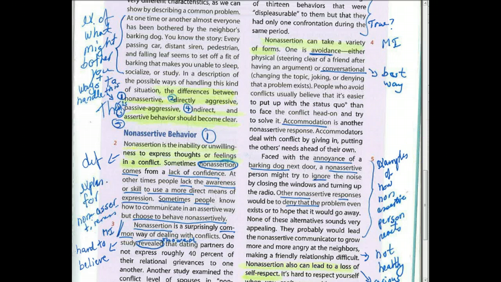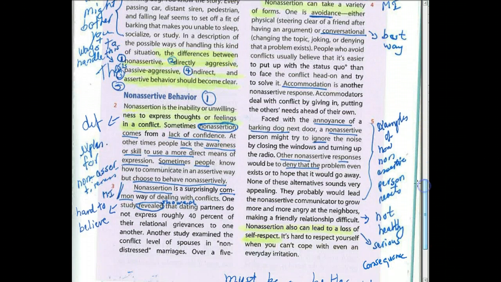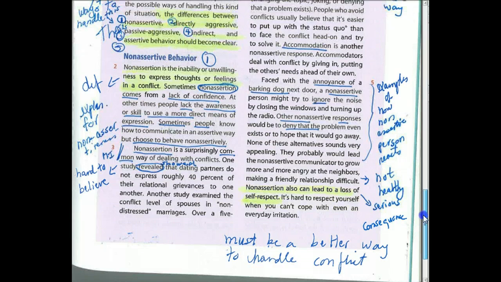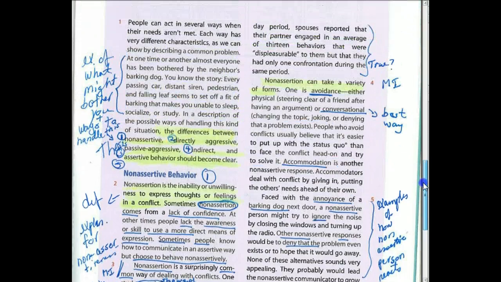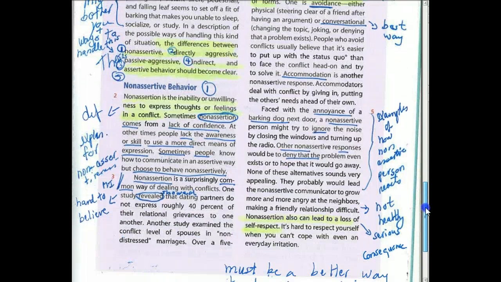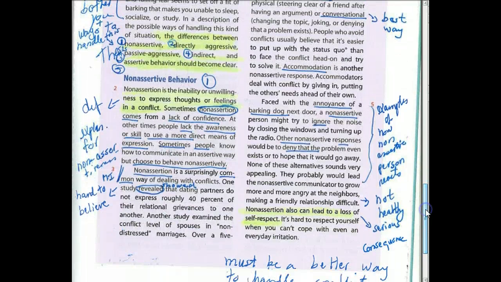And then further down here I wrote on the margin examples of how non-assertive person reacts, and then I said not healthy, and then I said serious consequence. And then finally you can say that I said must be a better way to handle conflict. So this is almost like having a conversation with the text.